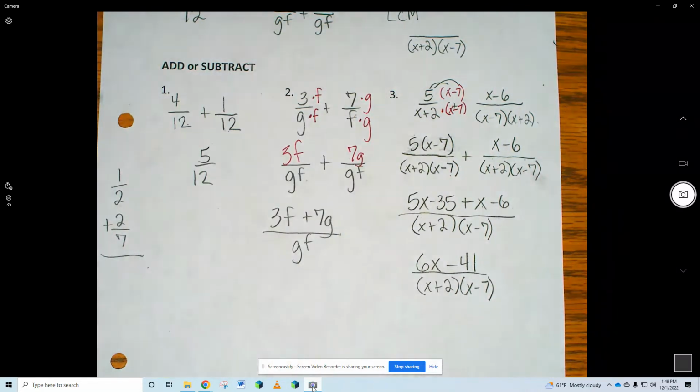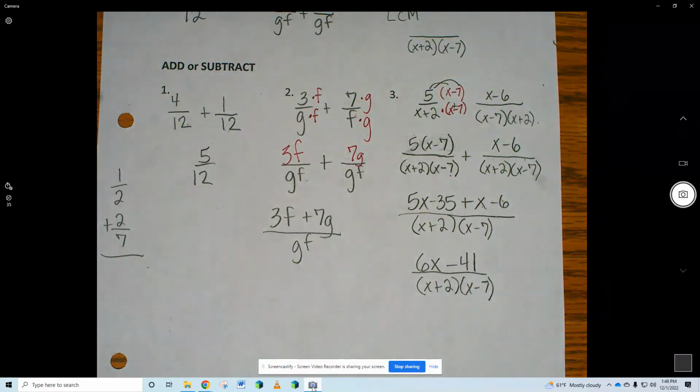Because I want the numerator to be fully simplified. That means if I can combine like terms, I'm going to. If it were a circumstance where I could factor a GCF out, like the 6 or something, I would do that. But I'm not going to. Okay?